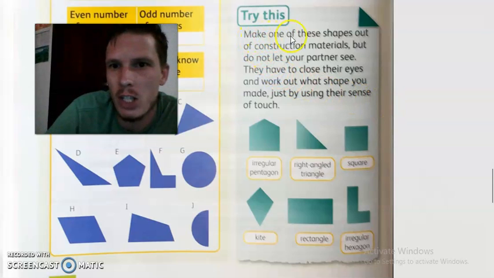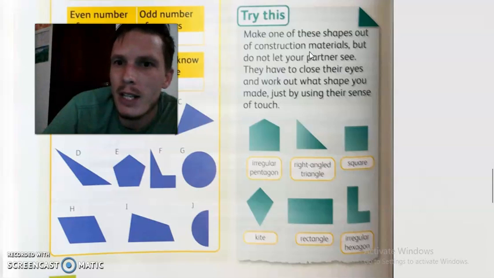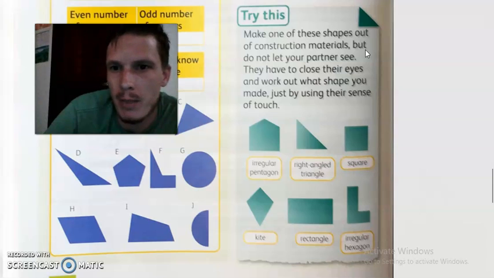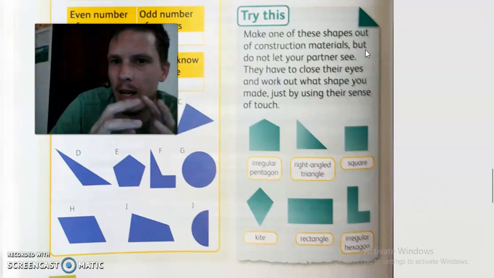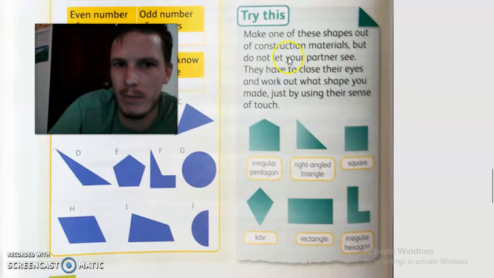You could make one of these shapes out of construction materials, and find someone in your house, someone in your family. Do not let them see the shape. They have to close their eyes and work out what the shape is just by their sense of touch.